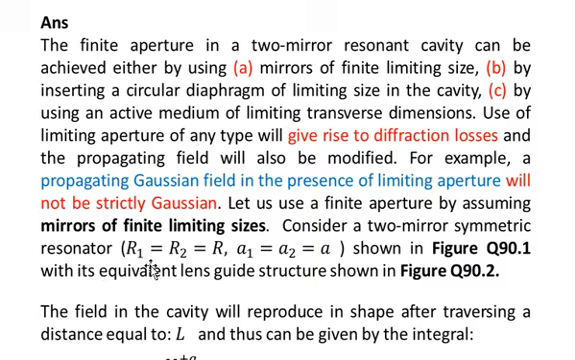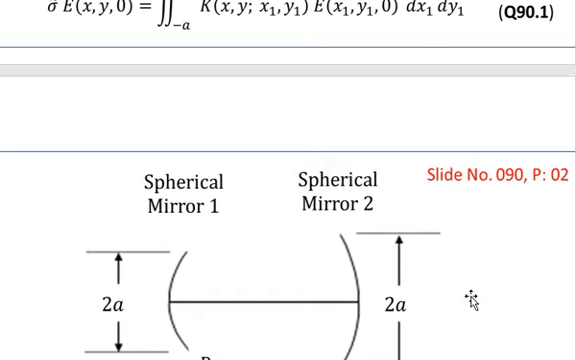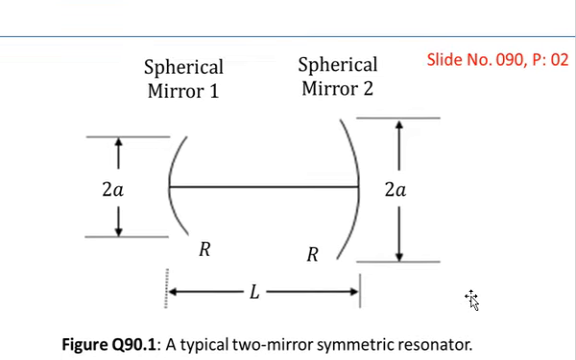For the symmetric resonator, we have the two radii of curvature which are equal to each other and equal to capital R in this case. That is, R1 is equal to R2 is equal to capital R. And then A1 is equal to A2 is equal to A, where A1 and A2 are explained in the next figure. So consider a two-mirror symmetric resonator shown in figure 90.1 with its equivalent lens guide structure shown in figure number 2. So this is the setup that we are going to discuss now.